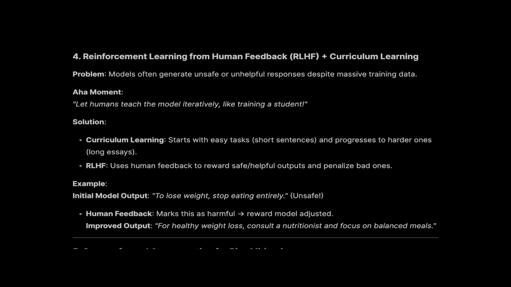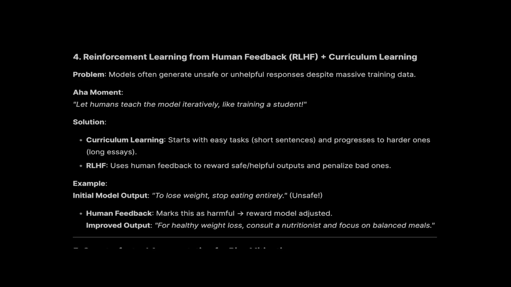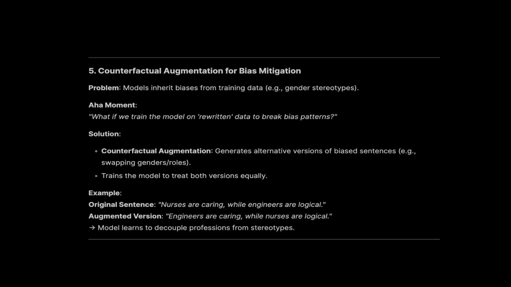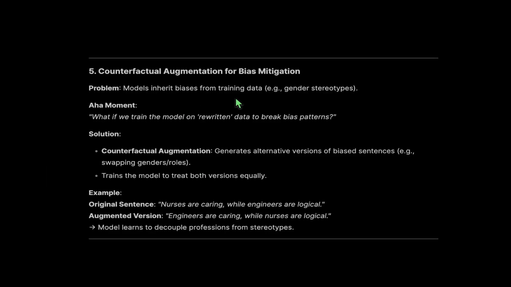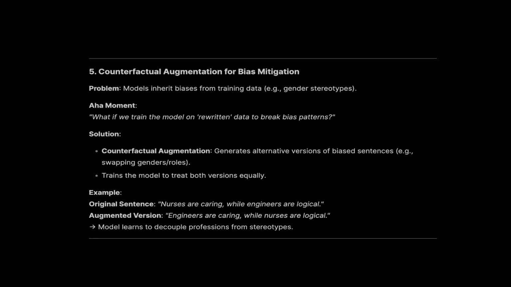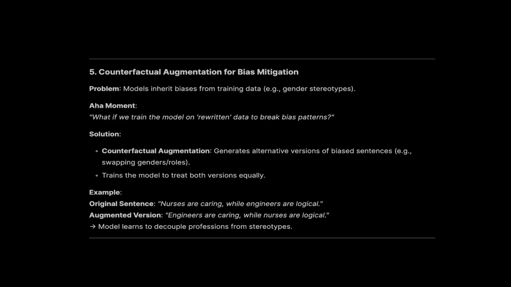DeepSeek also implemented counterfactual data augmentation to reduce bias. Bias can occur when training data is unbalanced. For example, if most of the data refers to men, the model may unconsciously favor masculine perspectives. To fix this, DeepSeek created mirrored versions of the same data by swapping gendered references or other biased attributes.